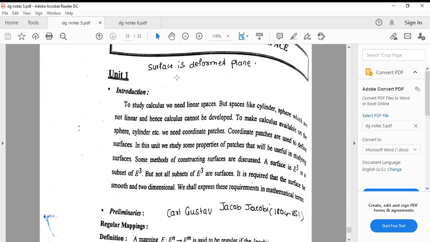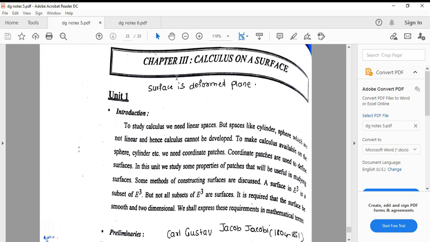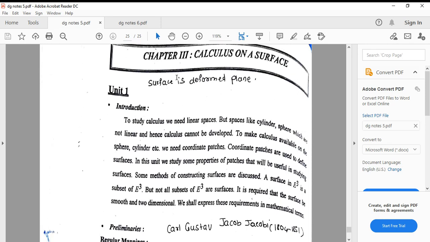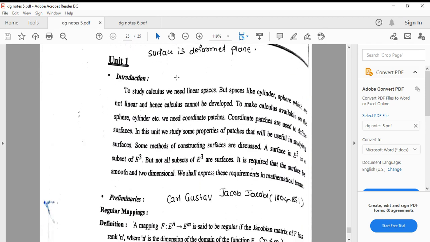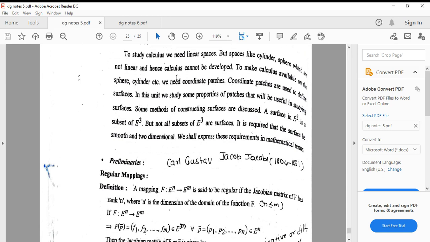So let us go to the next topic, calculus on surfaces. We are going to study surfaces in this third chapter. That is, how a surface looks, and we are going to see the finite apparatus or the nature of surfaces. Without actually knowing the surface, we can say everything about the surface.